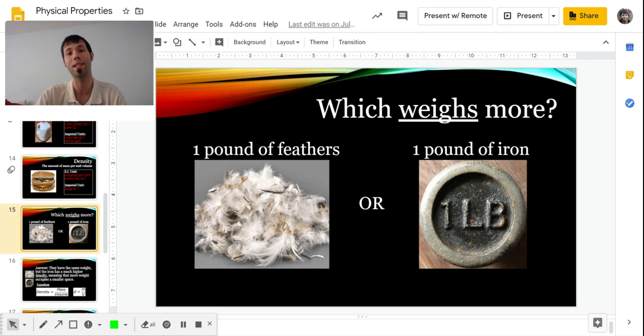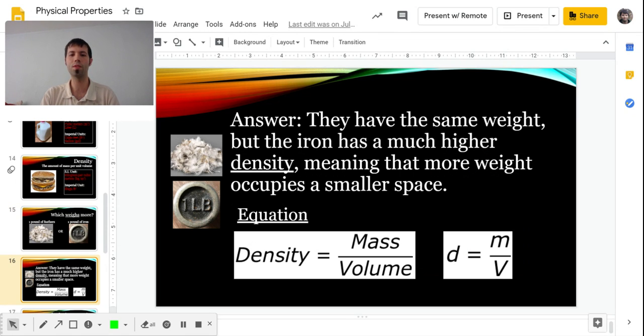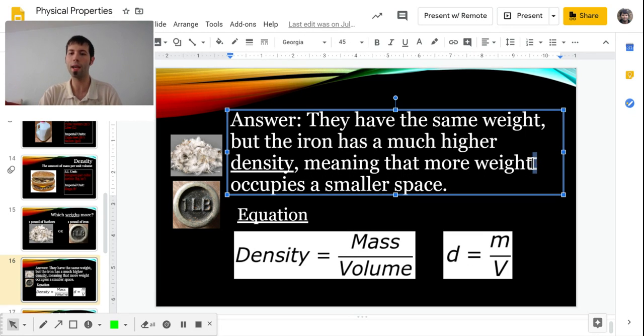Well, it's the iron. Iron has higher density because iron can put a lot more atoms or molecules into a much smaller space. So it's very compact and dense. Whereas a pound of feathers, I had to get a lot of feathers before I get to a pound. And in fact, the picture in our slide is probably not even a pound of feathers. So here's the answer. They have the same weight, but the iron has much higher density, meaning that more weight occupies a smaller space. Or really, it should say more mass occupies a smaller space. Who says that teachers can't make mistakes?